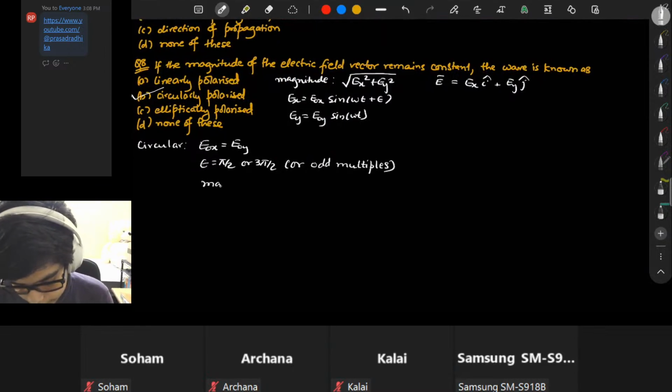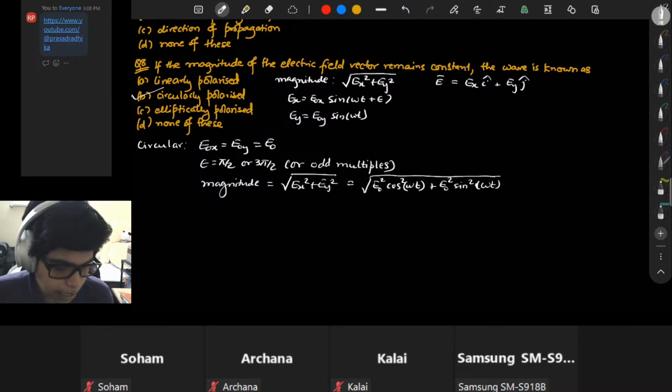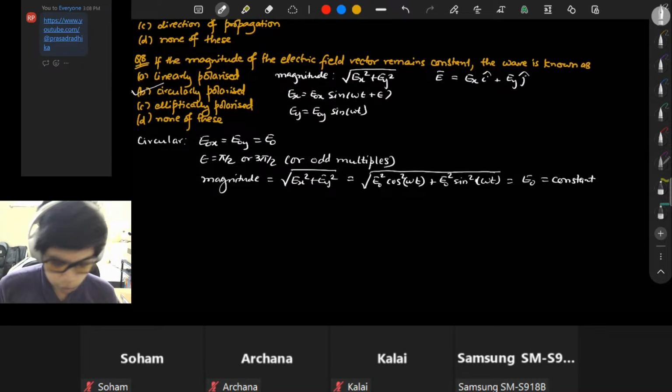Okay, and in this case, my magnitude is Ex squared plus Ey squared, which is E naught. So let me call this equals E naught. So E naught x is equal to E naught. So E naught squared. And when epsilon equals pi by 2, then sine of pi by 2 plus omega t is simply cos omega t. So cos squared omega t plus E naught squared sine squared omega t, and sine squared theta plus cos squared theta equals to 1. So you get simply equals to E naught, which is a constant. So magnitude of electric field remains a constant for circularly polarized light.